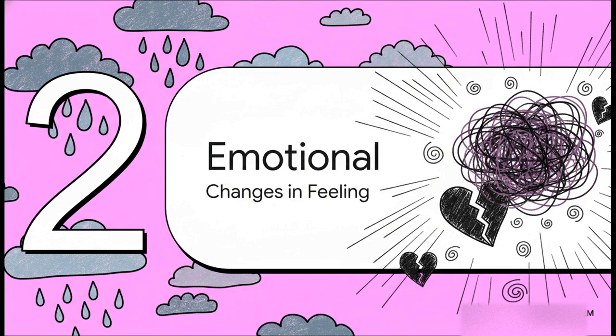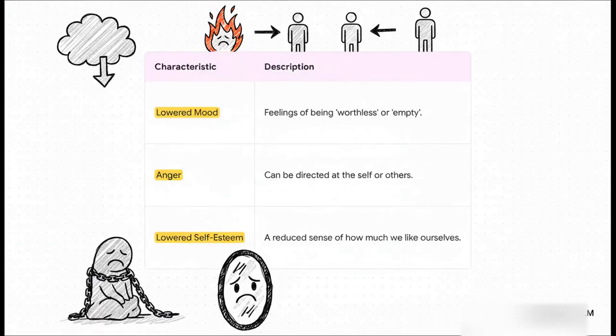Now, let's go a layer deeper and talk about the emotional characteristics. This is all about the internal world, how the person is actually feeling inside. And let me be clear, this is a million miles away from just having a bad day. We're talking about a really persistent, low mood. People often describe it as feeling worthless or just empty. Anger is a really big one too, and that can be aimed at themselves or at other people. And all of this is tied into lowered self-esteem, a really powerful feeling of not liking yourself or even hating yourself, which is just incredibly painful.